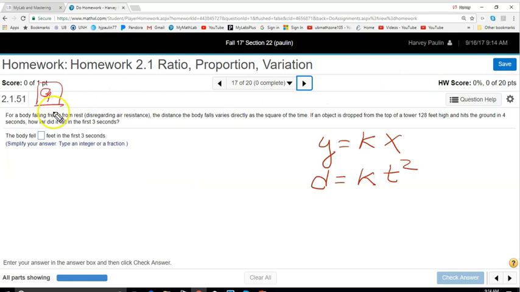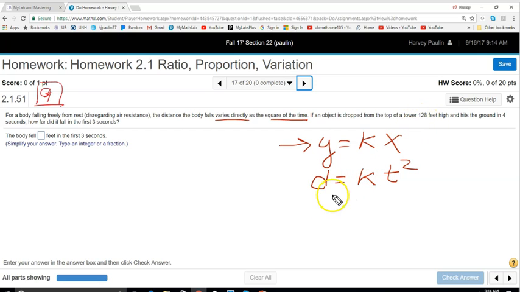Now, for number 9, again, as you read your statement, we're talking about the distance a body falls varies directly. So again, that brings up this formula, y equals kx. But now you're saying the distance varies as the square of the time, so we're changing the x to t and squaring it. So what we want to find out then is what our k value would be.